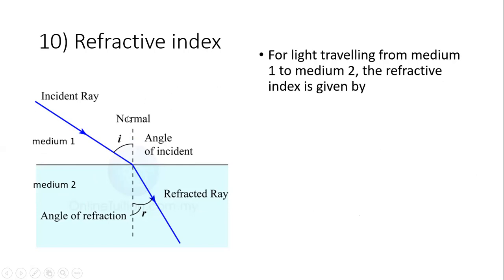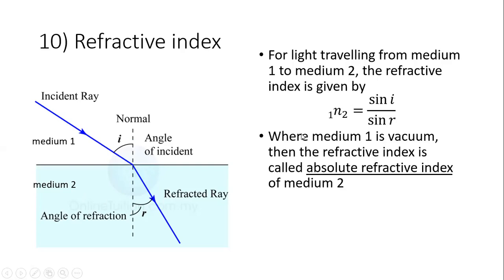For light traveling from medium 1, which doesn't have to be air, it can be something else, plastic or glass, to medium 2, the refractive index is given by sine i over sine r. This shows you from 1 to 2. When medium 1 is vacuum, the refractive index is called the absolute refractive index of medium 2. The absolute refractive index of medium 2 is sine i over sine r, if this is vacuum.